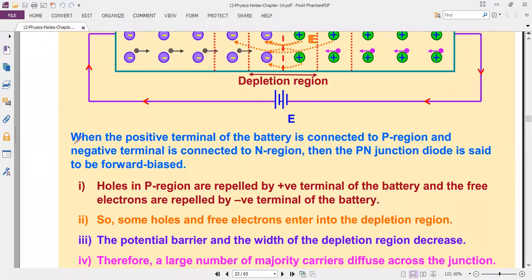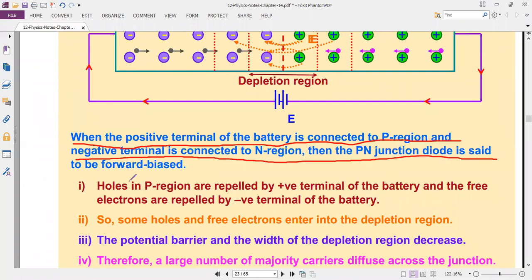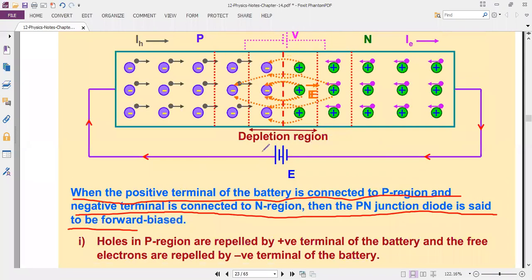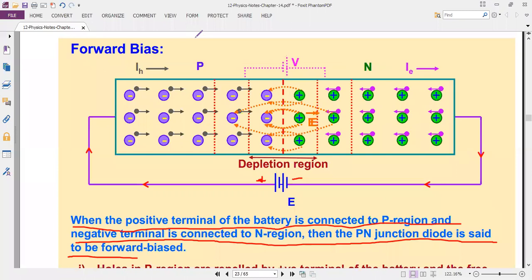See here, when the positive terminal of the battery is connected to the P region and the negative terminal is connected to the N region, then the PN junction diode is said to be forward biased. See the diagram also. This is positive, this is negative. Positive is connected to P, so P refers to positive, and N is the negative. So negative is connected to negative, positive is connected to positive.